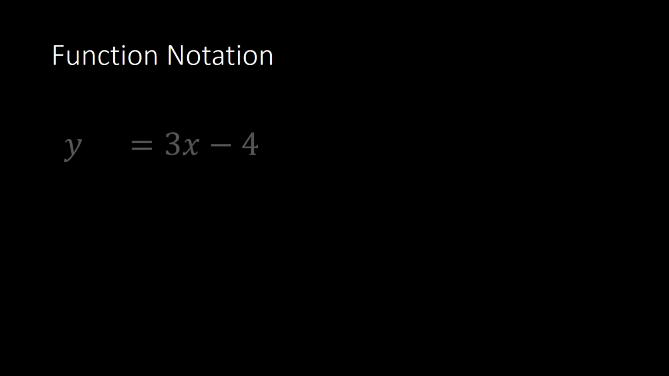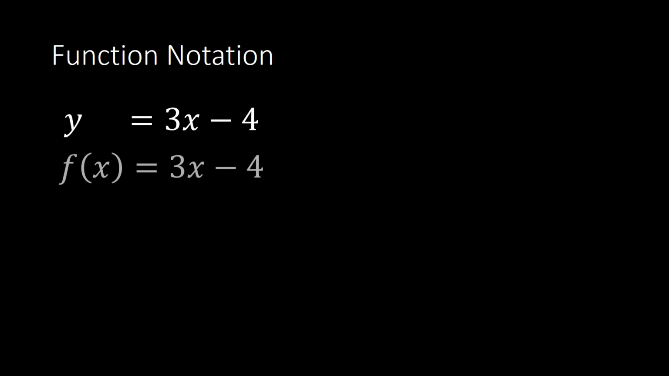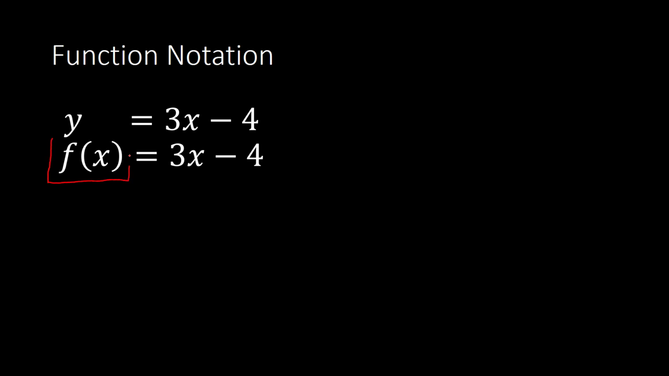So for example, if you had the equation y equals 3x minus 4, what I can do instead is write this as f of x equals 3x minus 4. So this notation right here, f of x, is considered function notation. And how you would say that would be "f of x." So it's just another way of writing y equals. Now the question is, why is this important and how do you use this?